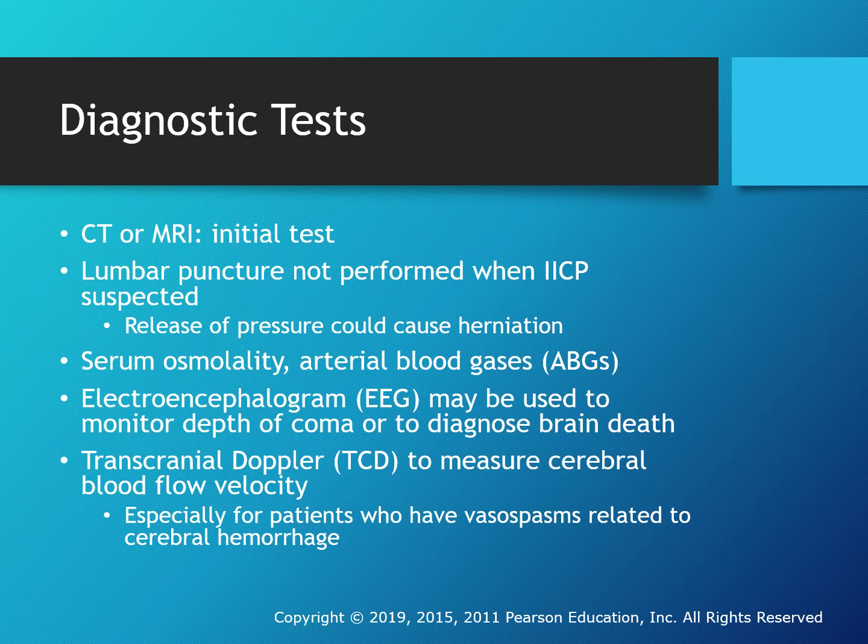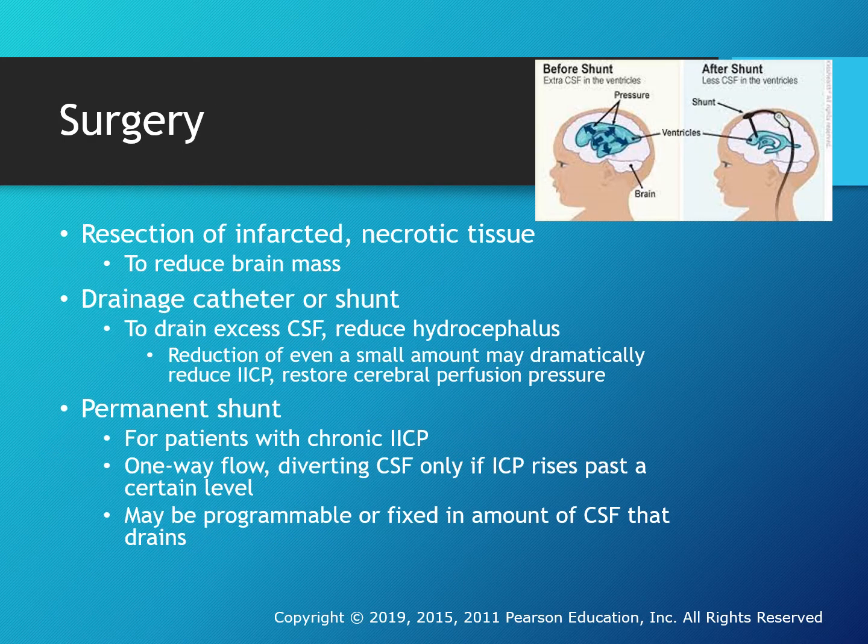Diagnostic tests include a CT or MRI, and a lumbar puncture, but it's not performed when IICP is suspected because the sudden release of the pressure in the skull may cause cerebral herniation. You want to look at the serum osmolality, ABGs. EEG may be used to monitor depth of coma or diagnose brain death. And then a transcranial Doppler, and this measures cerebral blood flow, especially for patients who have vasospasms related to cerebral hemorrhage.